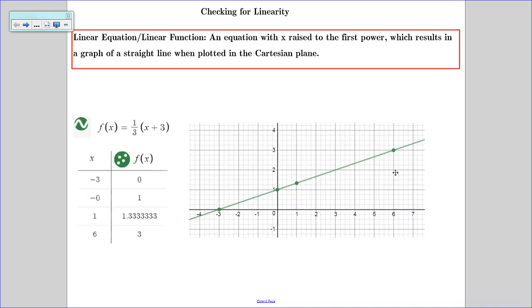All right, so summary there. Three different ways to check for linearity: from a graph, from an equation, and from a table, with a little bonus snippet on the three different linear forms that we use the most often.